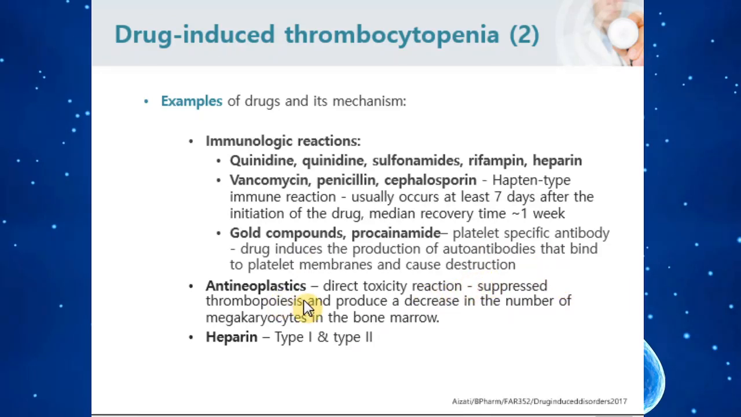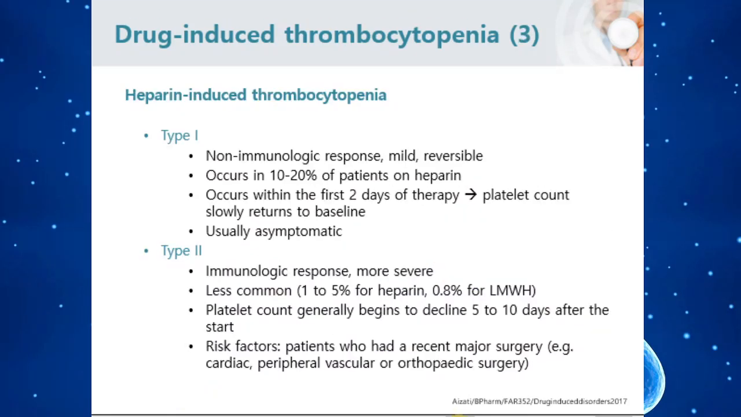For antineoplastics, it acts through a direct toxicity reaction, and there is suppressed thrombopoiesis, or the formation of the platelet, in which it will reduce the number of megakaryocytes in the bone marrow, so the production of platelets is reduced. For heparin, it can occur by type 1 or type 2 immunologic reaction. So these are the details of heparin-induced thrombocytopenia through type 1 and type 2 reaction.